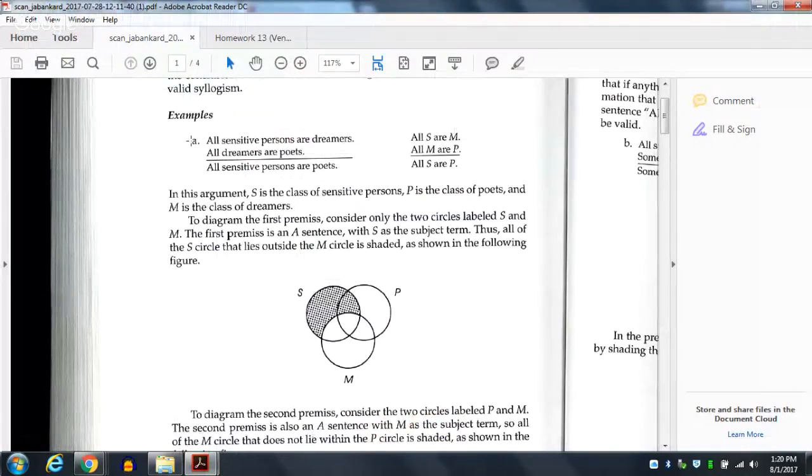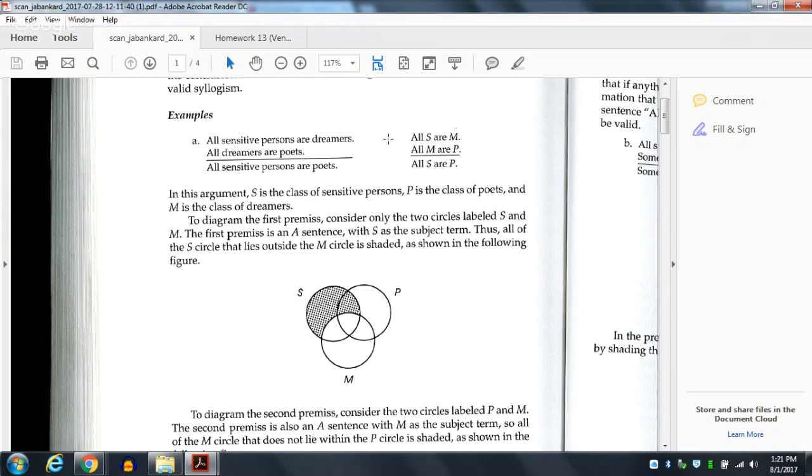So here's an argument, right? Premise 1, all sensitive persons are dreamers. Premise 2, all dreamers are poets. Premise 3, all sensitive persons are poets. Is it in the right logical format? If the premises are true, does the conclusion have to be true with necessity? Again, this is a deductive argument. You can see that these are all A statements. You know, all S are P, right?